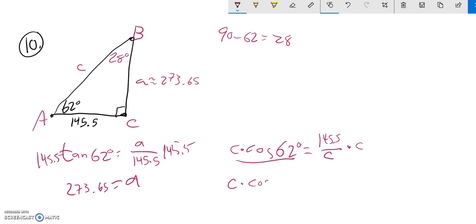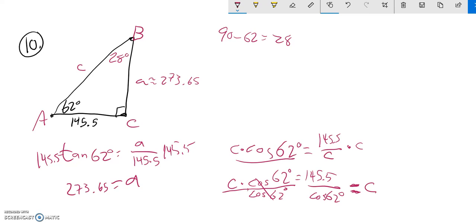So C multiplied by cos of 62 degrees equals 145.5. I want to get C all alone, so I'm going to divide both sides by that number. And that's actually exactly equal to C, because that cancels out.